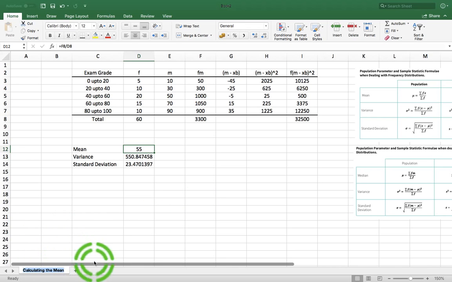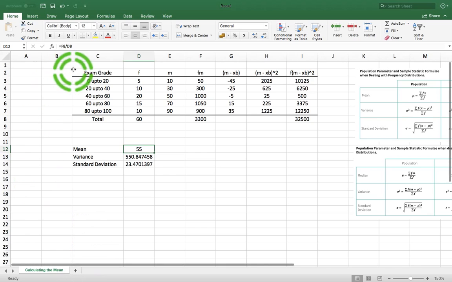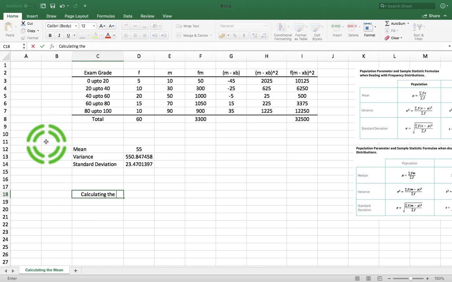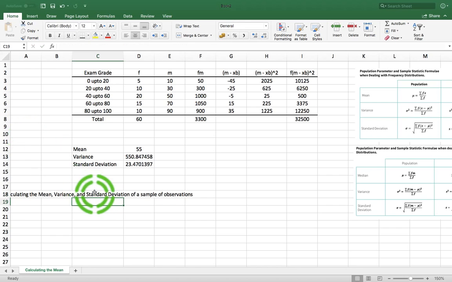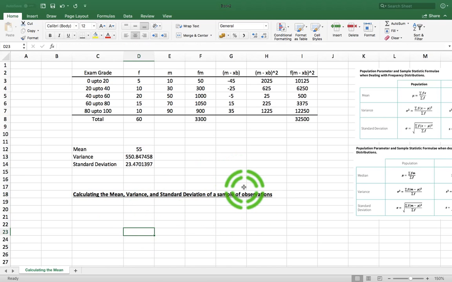Instead of that, I should rename this to be calculating the mean. Well, maybe I'll just write it up here. Let's say this video is all about calculating the mean, variance, and standard deviation of a sample of observations. So that's really what we're doing in this particular video. Let me left align that, make it bold and underline it. Okay, that's what this basic video was all about.